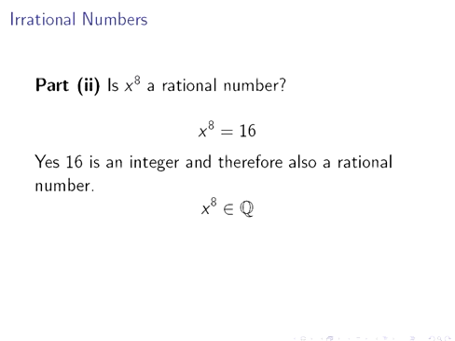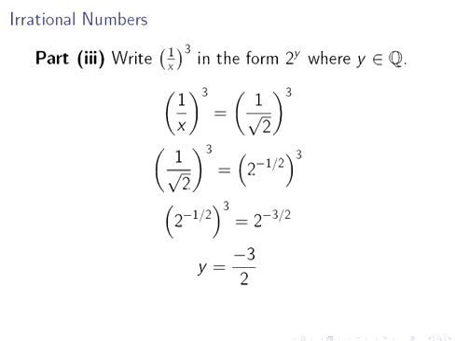Now the second part is, is x to the power of 8 a rational number? Well, we've seen before that x to the power of 8 is 16. And 16 is an integer, and all integers are rational numbers. So, is x to the power of 8 a rational number? Yes, it is. And that Q symbol there is to indicate that it is a member of the rational numbers set. So finally what we're going to do is write 1 over x cubed in the form 2 to the power of y, where y is an element of Q.